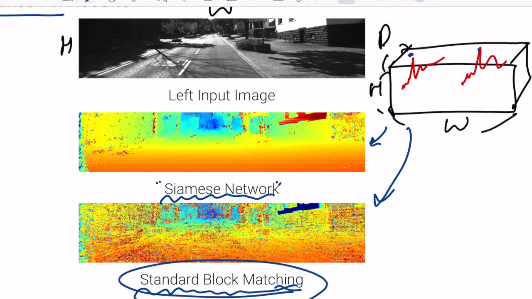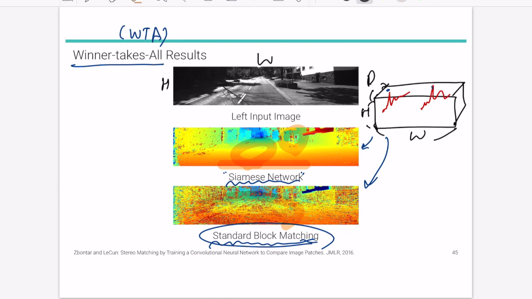In other words, for example, in a region such as a low-texture region or other thin objects, the standard block matching often suffers from some artifacts or errors, but the CNN provides much better results thanks to the data-driven approach. Right?